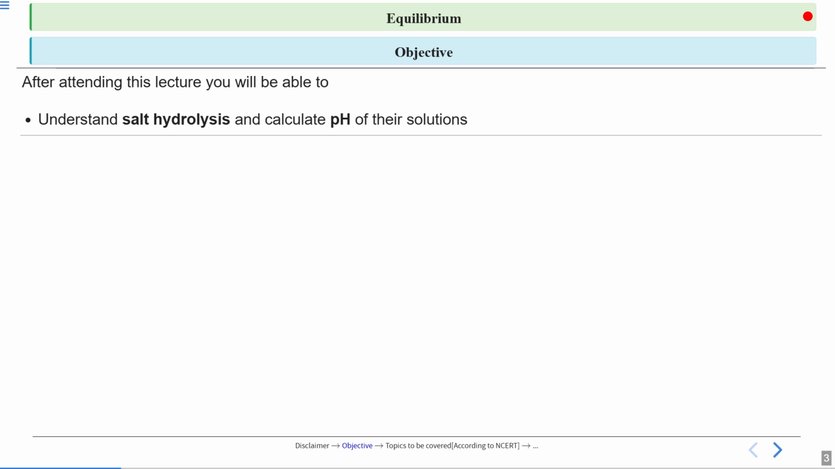At the same time, you would be confused that if it is a salt, then it should form a neutral solution, but you will see that these salt solutions are not neutral at all. Yes, there are cases in which salt solutions are neutral, but in most cases you will see that there is a shift towards either the acidic or basic side.